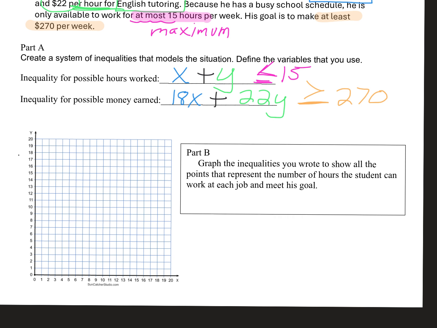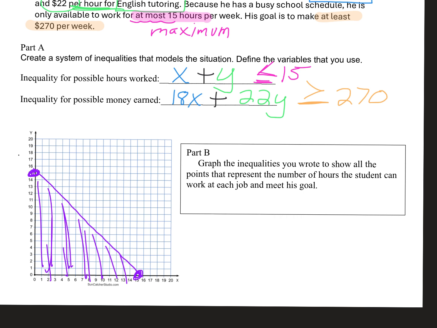So if I graph my first one, graph it by intercepts, which means I'll do 15 divided by 1 to get my X and my Y intercepts. That means I'll have intercepts at 15 and 15 because it's an equal to. I'm going to connect it with a solid line, and because it's a less than, I'm going to shade down.